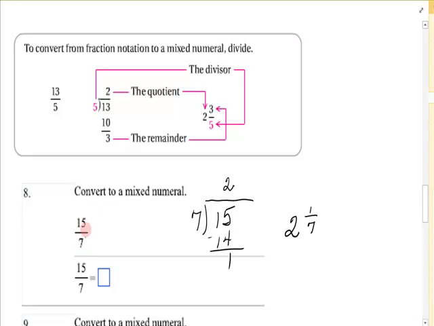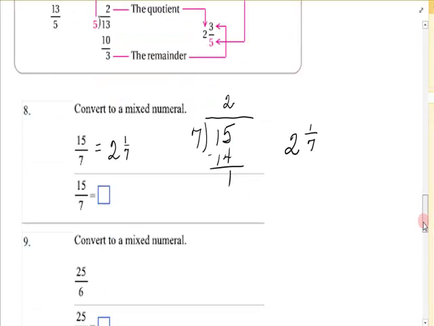So we had 15/7. That means that there were 7/7 2 times with one little piece left over. So we're always going to divide and write down our remainder as the numerator of the fraction. The denominator does not change.